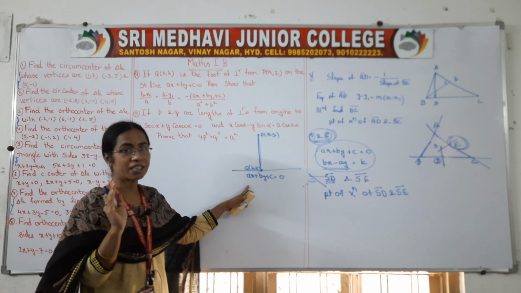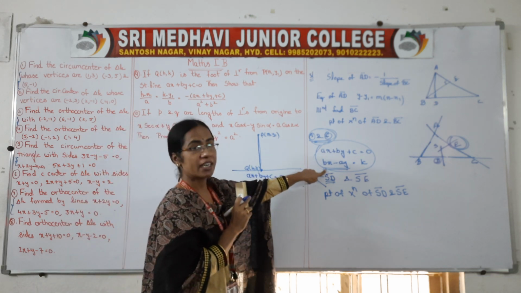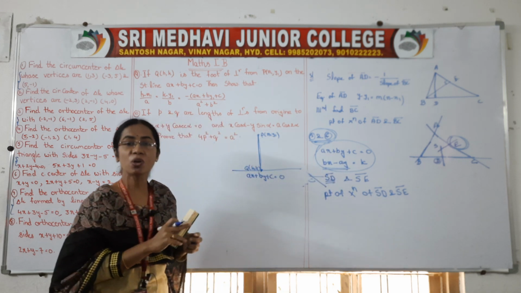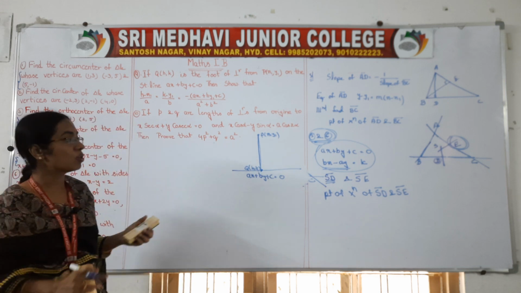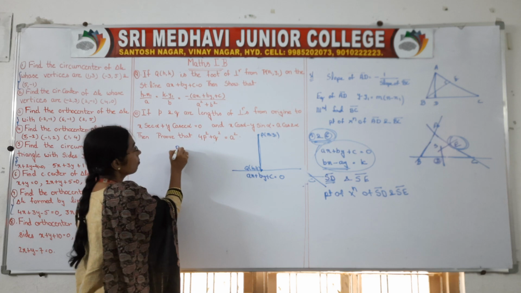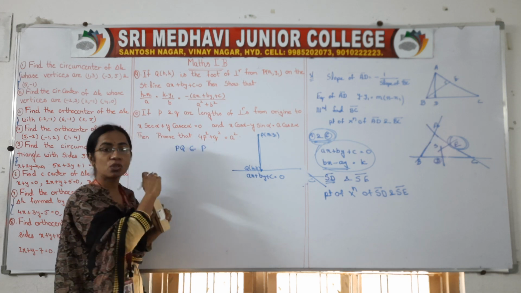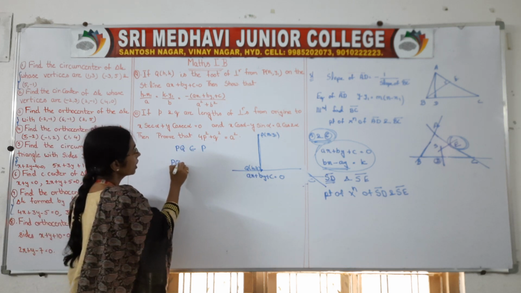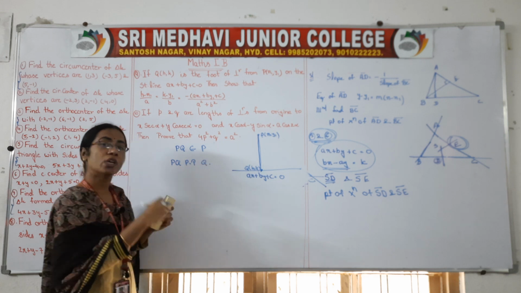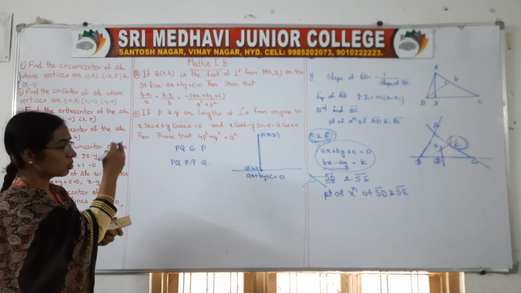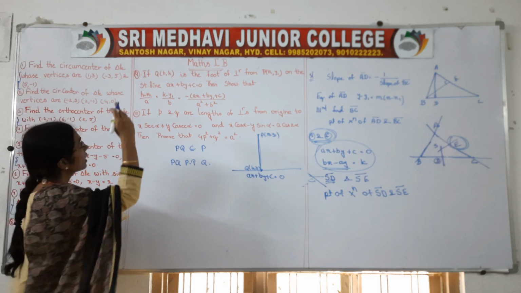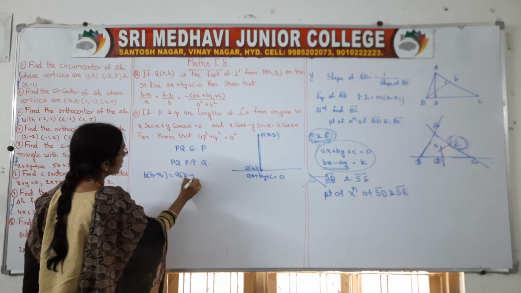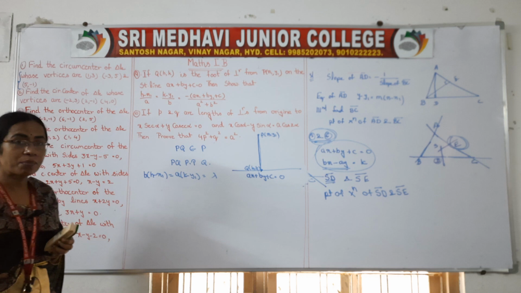Whenever any line is perpendicular, as I said, we write the equation of PQ as BX minus AY is equal to K. Then that PQ passes through P, so substitute P in that equation. Similarly, PQ passes through Q also, so substitute the Q value also in that equation. Then you will get B into (h minus x1) is equal to A into (k minus y1), equal to the lambda form.